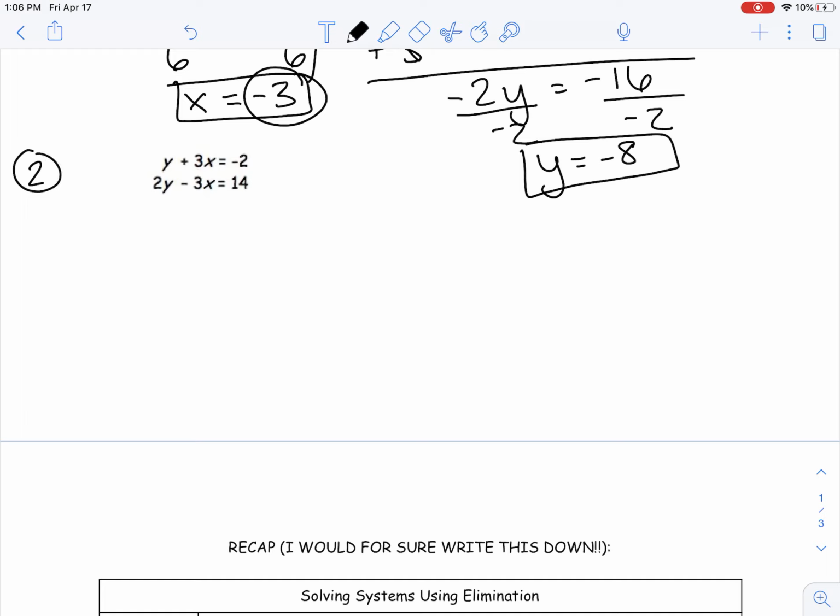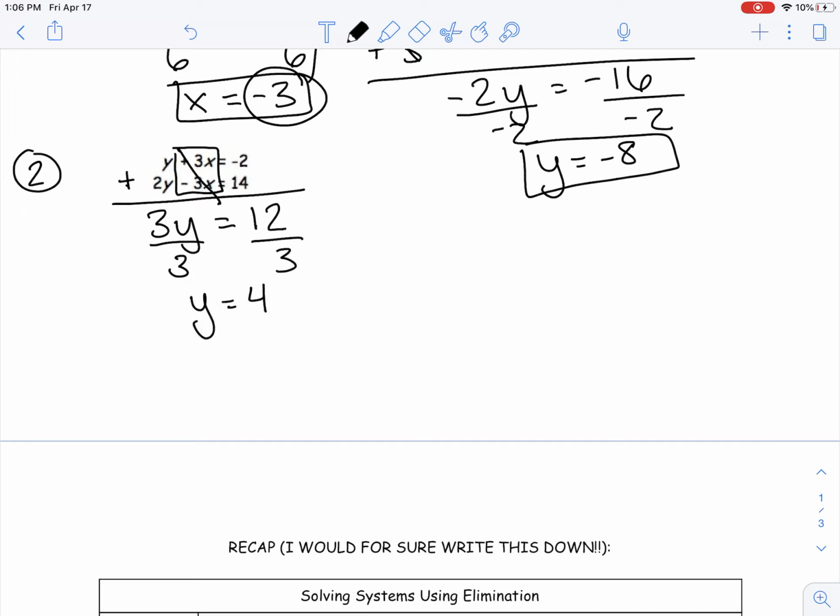Our second example, y plus 3x equals negative 2, and 2y minus 3x equals 14. Again, in our second example, you should right away see two things that will cancel out. And in this case, it's our x's. So again, since they're opposite, we're going to add. Y plus 2y is 3y. 3x plus negative 3x is 0. Negative 2 plus 14 is 12. Divide both sides by 3.